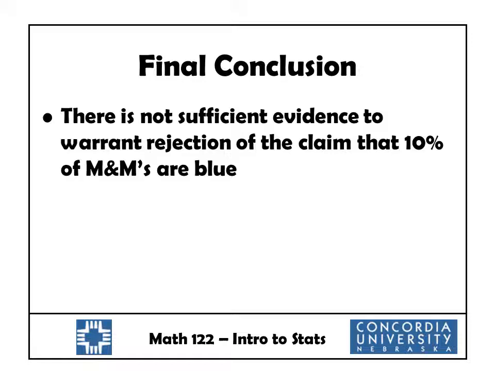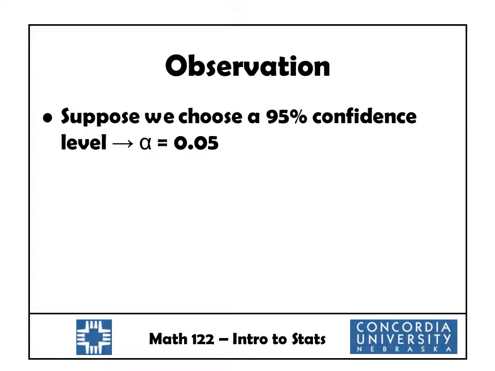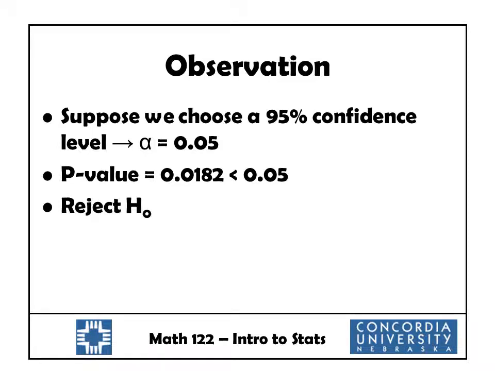That may be a little bit surprising because our sample data seem to contradict the claim, but that level of contradiction was not strong enough for us to reject the claim. Okay. Well, now let's make a quick observation. We arbitrarily chose a 99% confidence level. Suppose we had chosen a 95% confidence level. So alpha is 0.05. Now that doesn't change our p-value. It's still 0.0182, but in this case that's less than alpha.